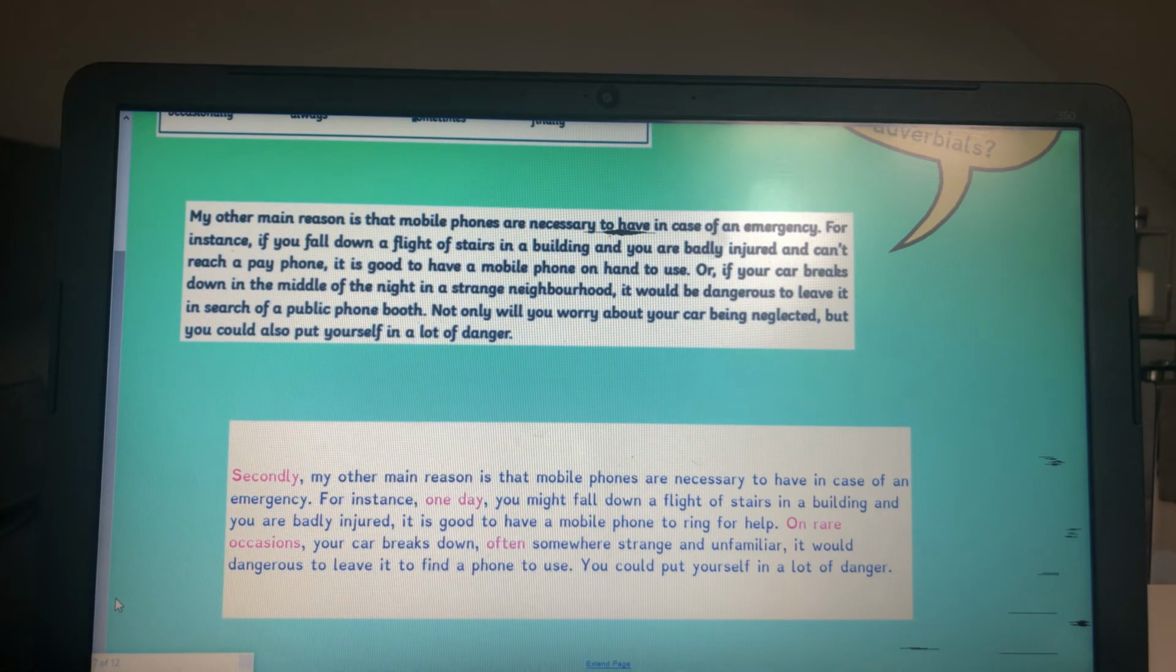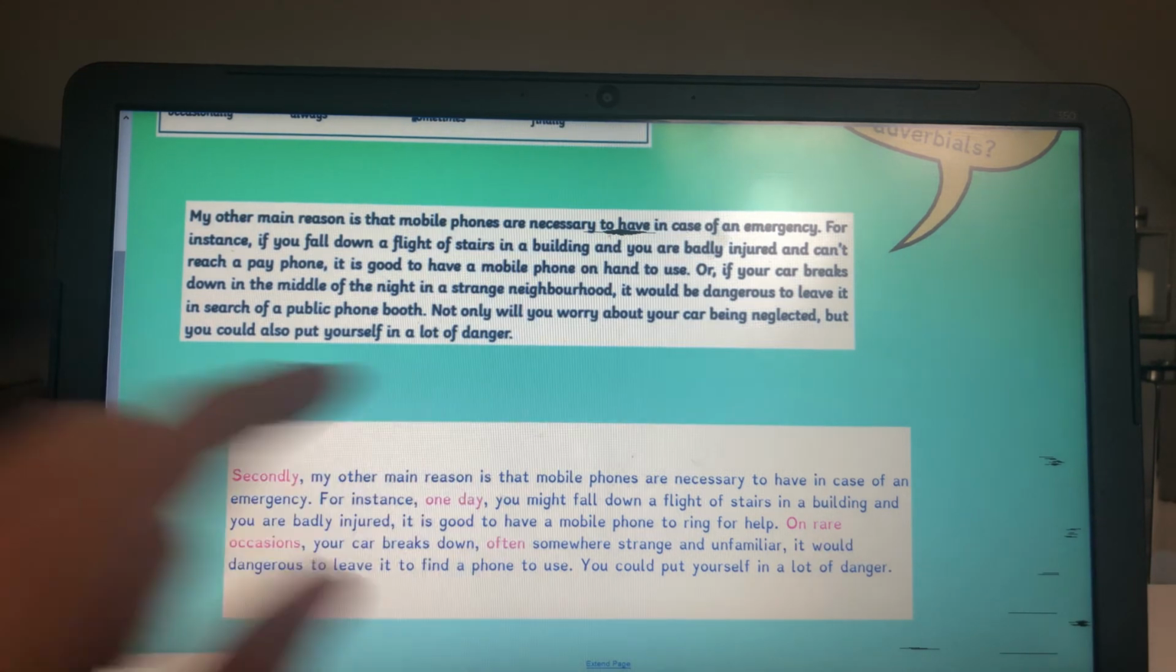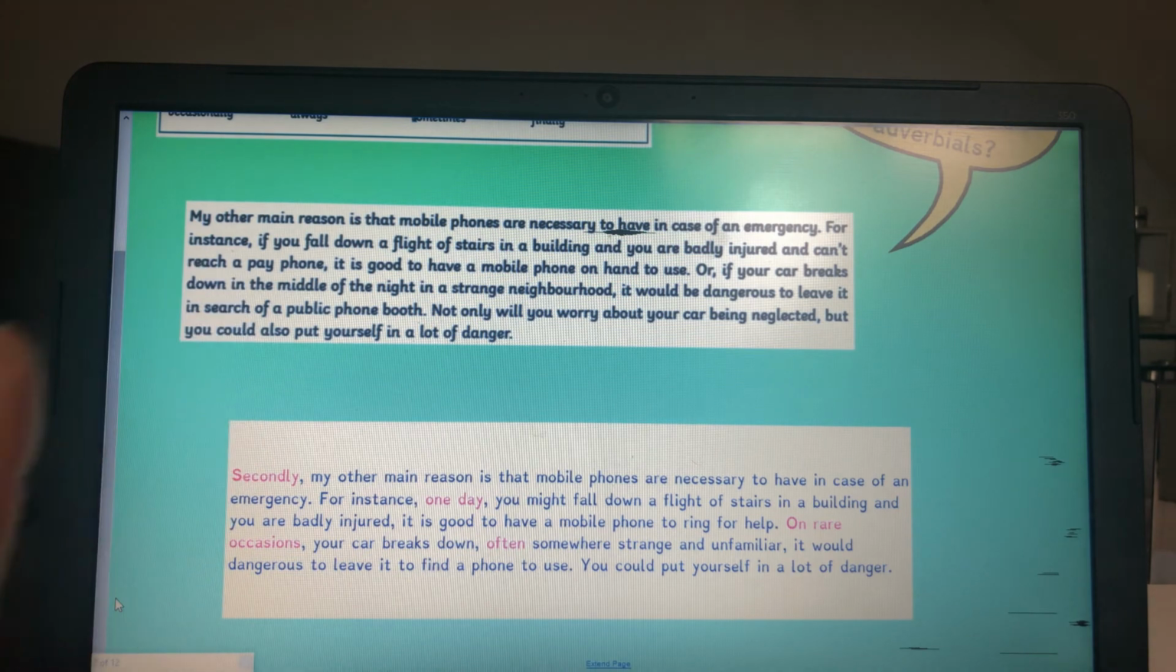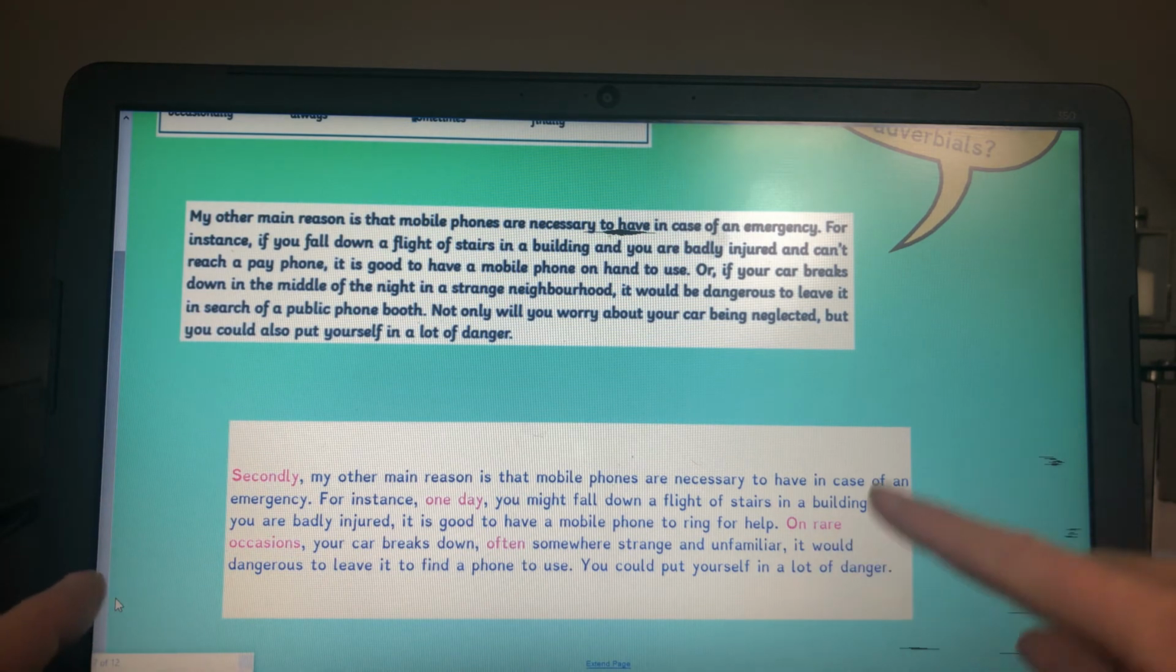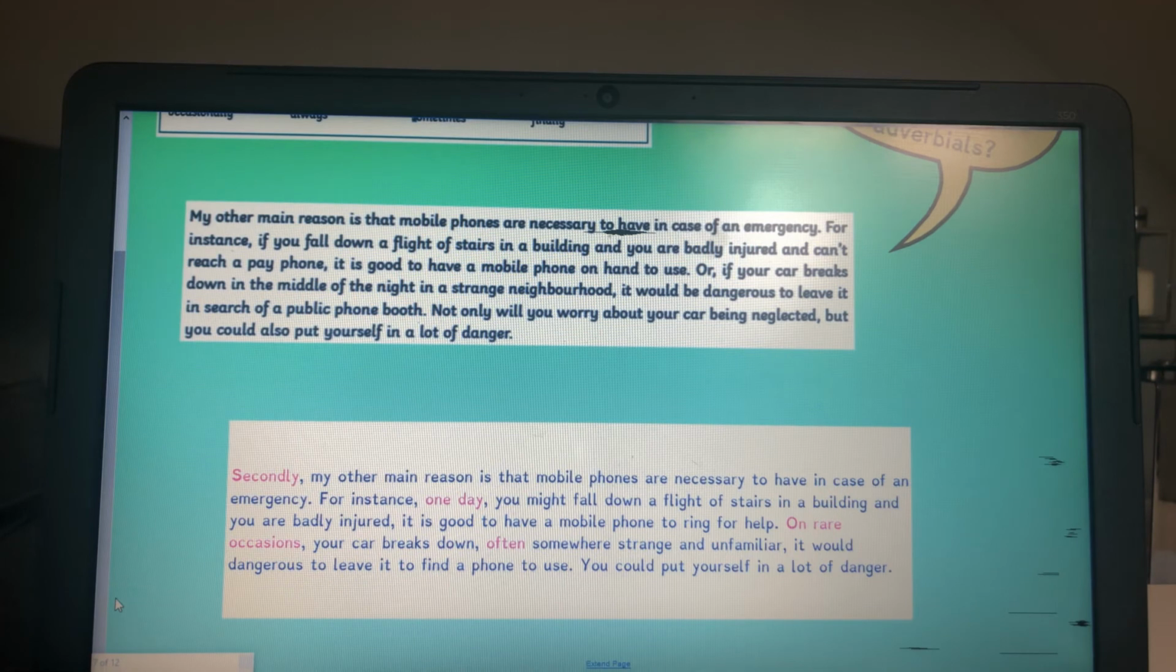Just shows that it doesn't happen very often. By adding in that time adverbial, we've added in that detail. And again, here, where it says your car breaks down, that's not something that happens very often. So if we add in, on rare occasions, your car breaks down, again, it shows that it would be an emergency situation. So it adds to your first sentence and it adds to your argument because we know that these are rare occasions, but still a good reason.